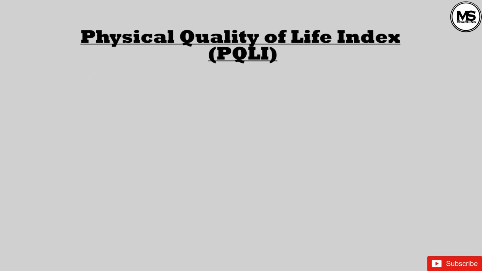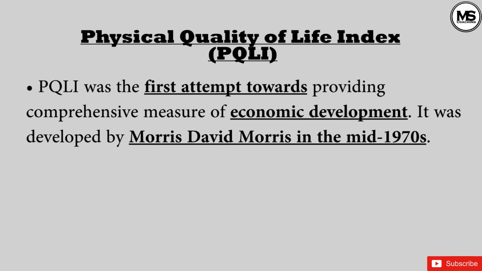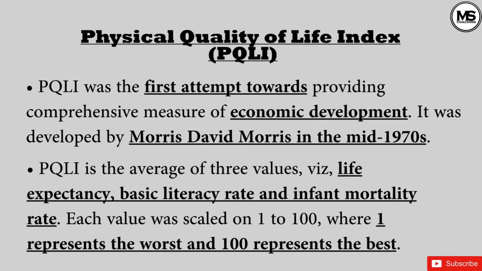Physical Quality of Life Index, PQLI. PQLI was the first attempt towards providing comprehensive measure of economic development. It was developed by David Morris in the mid-1970s. PQLI is the average of three values: life expectancy, basic literacy rate, and infant mortality rate. Each value was scaled on 1 to 100, where 1 represents the worst and 100 represents the best.